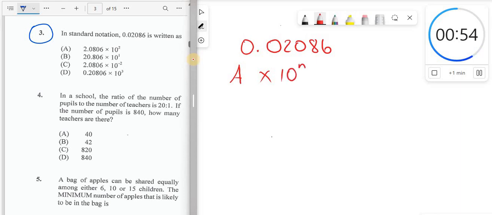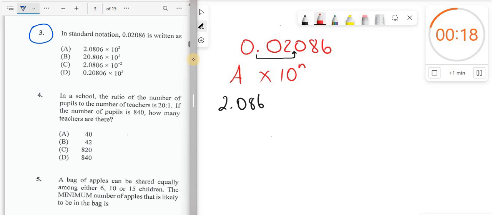So this number, 0.02086, becomes a number between 1 and 10. Well, we'll put the point after the first non-zero digit. It will now be 2.086. You might ask, what happened to the zeros? Well, if we put the point after the 2 and we have zeros at the beginning, those will be useless. It still will be 2.086. So that's a number between 1 and 10. So now it's written as A.